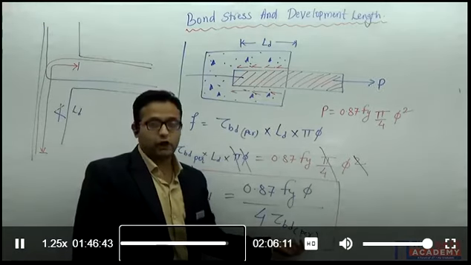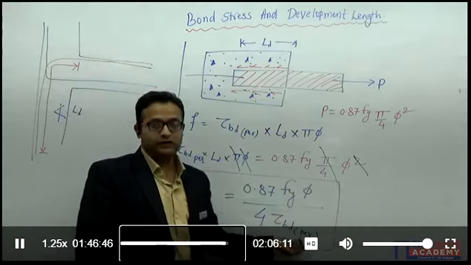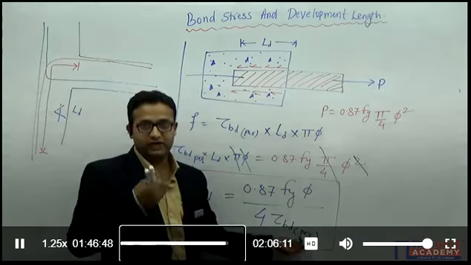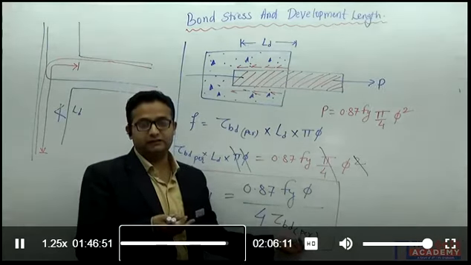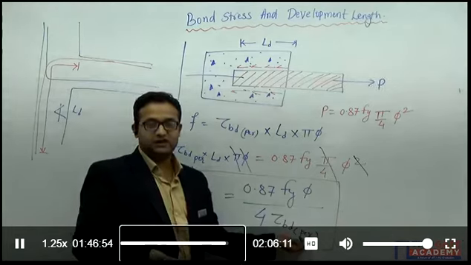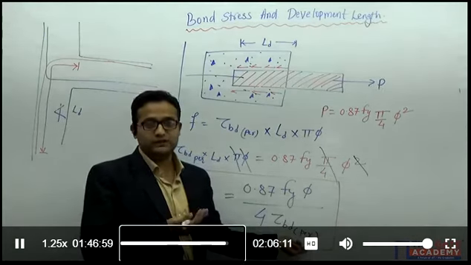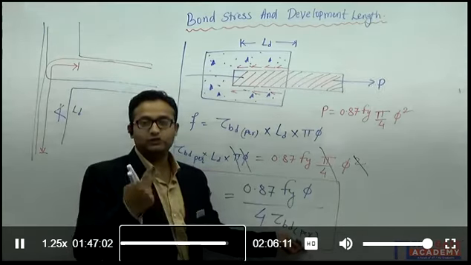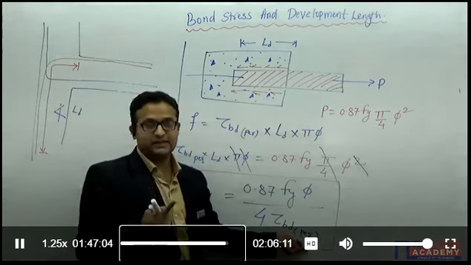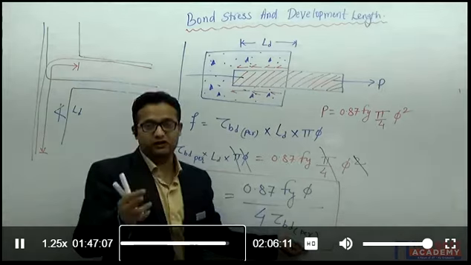I know how to calculate tau BD permissible for the different grades of steel and for the different conditions. Suppose you are providing the tension reinforcement HYSD, so we need to increase by 60%. Suppose we are providing HYSD in the compression zone, so we need to increase by 25%.